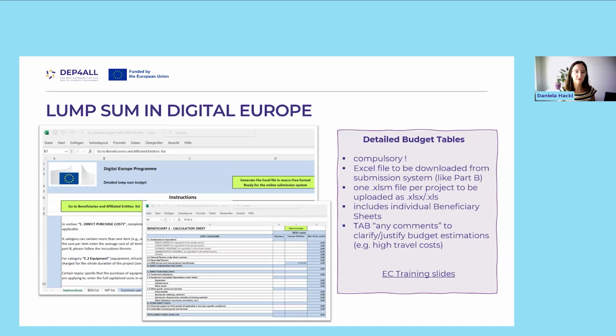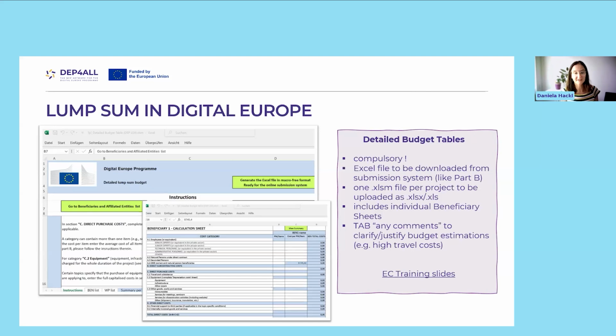Make sure that you use this XLSM file, the macro file, and you keep this file on your computer, but for uploading, it's fine if you upload an XLSX file. So this budget table itself includes individual beneficiary sheets, which means that for each beneficiary, for each partner you have in your proposal, you have one sheet where you explain in detail what costs this beneficiary will put to the Commission, what EU contribution each beneficiary is asking for.